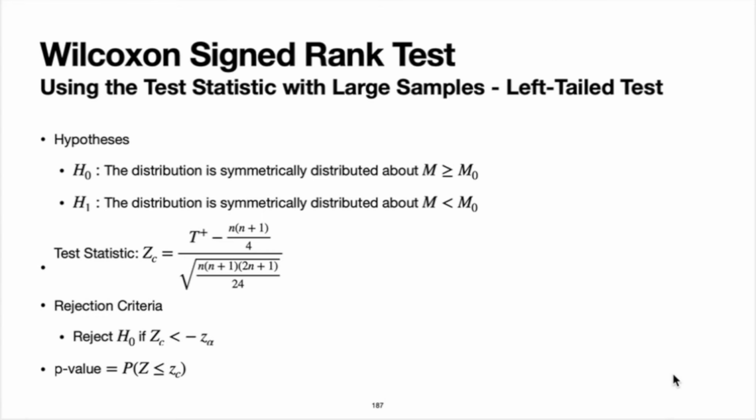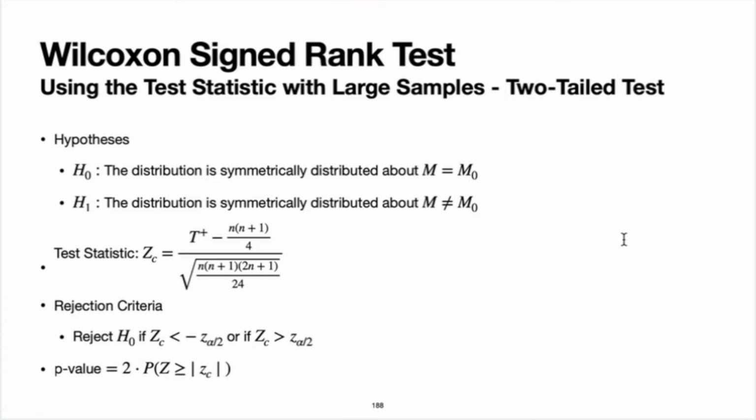Okay, for a left-tailed test, things are similar. We see here that we've got a left-tailed test. In the alternative, we're saying that cap M is less than the specified value. We calculate zcalc in exactly the same way: T plus minus its mean under the null hypothesis, which is n times (n plus 1) over 4, divided by its standard error. In this case, we're going to reject for small values of zcalc, if zcalc is less than negative z sub alpha, where again z sub alpha is the upper alpha percentage point of the standard normal distribution. And then the p-value for the test is the probability that the standard normal random variable is less than or equal to the observed value of zcalc.